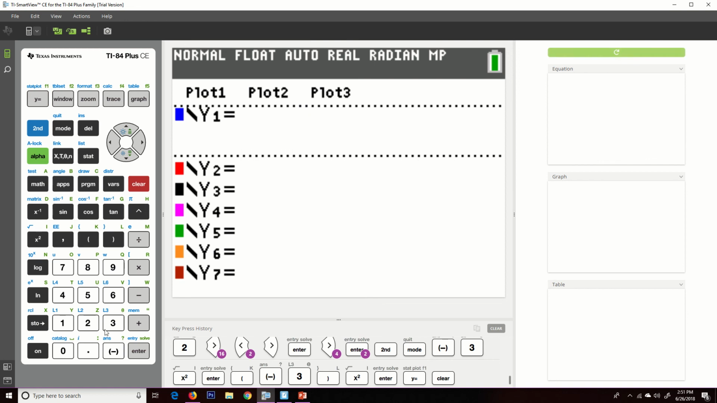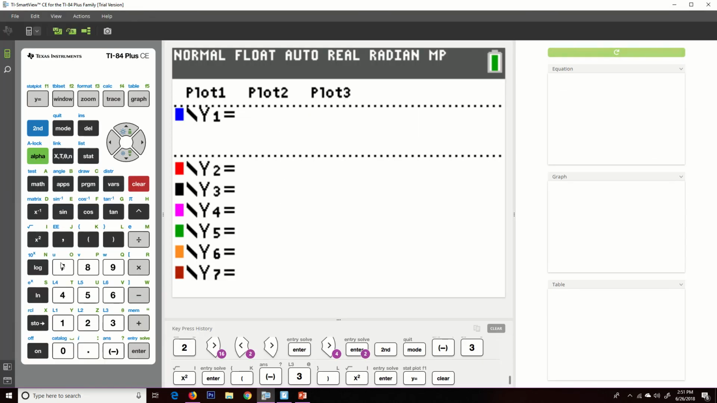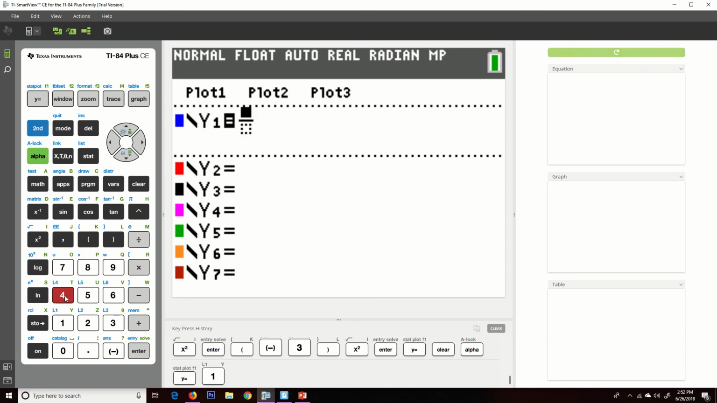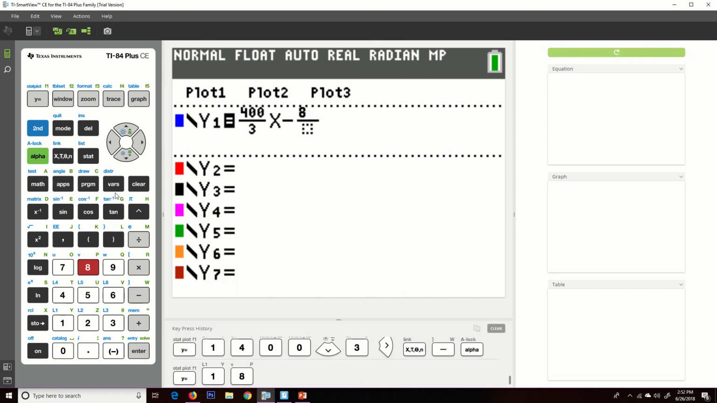And so if I hit clear and go one more time, so 400 over, okay, so just reviewing some fraction stuff. If you hit alpha and then y equals, you can do a fraction. So we're just going to hit a 1 there. And we're going to go 400 over 3, and then we'll hit the right arrow on the D-pad to go x, and then minus, again to get a fraction, alpha, y equals, hit 1, 8 over 3, and then this is going to be x squared.